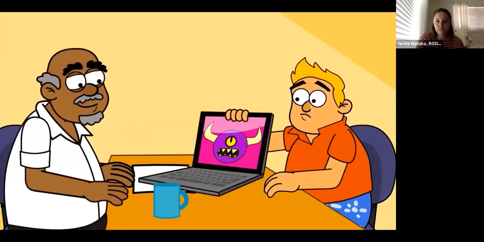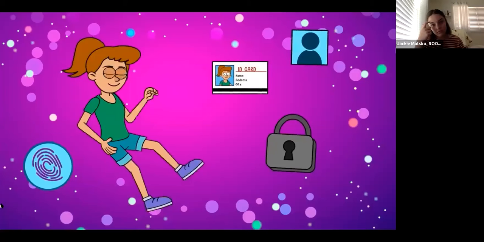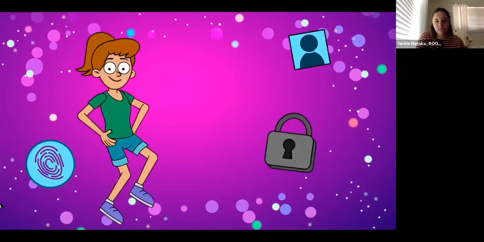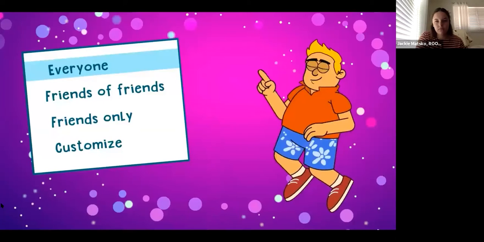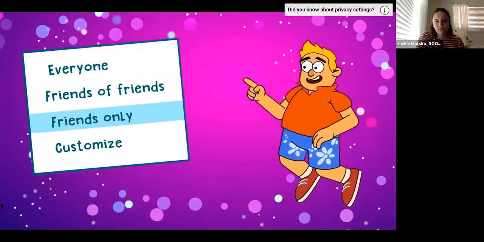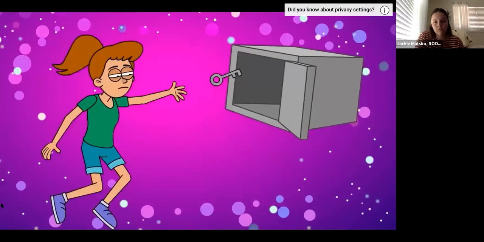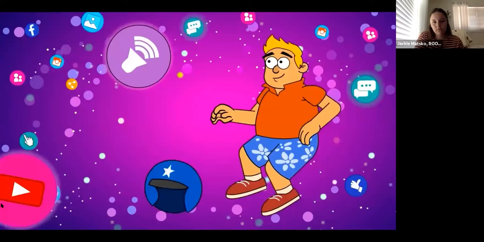Remember to always keep your personal information private. Check your privacy settings to make sure that only your friends can see what you post. And never, ever share your passwords with anyone else. The internet could be a wonderful place to explore. Just remember to stay safe while doing it.